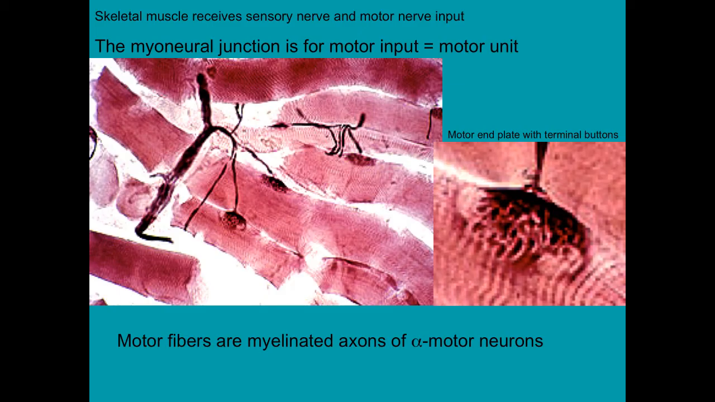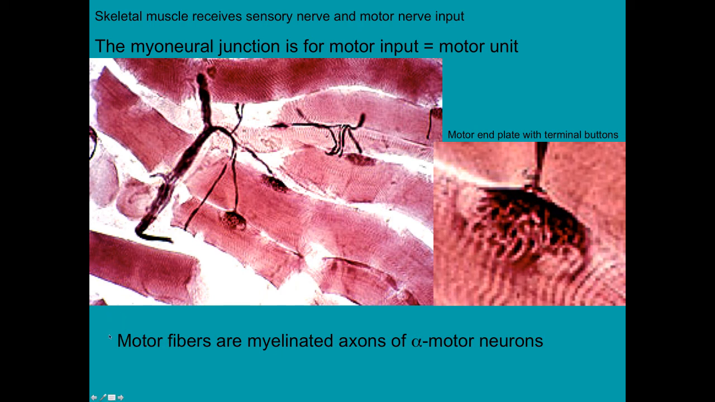As you might imagine, skeletal muscle receives both sensory and motor nerve input. This is a histological view of the myoneural junction for motor input. So what you're looking at histologically here would be a motor unit. You've got individual skeletal muscle cells innervated by the branching nerve coming from this nerve that's innervating the muscle.